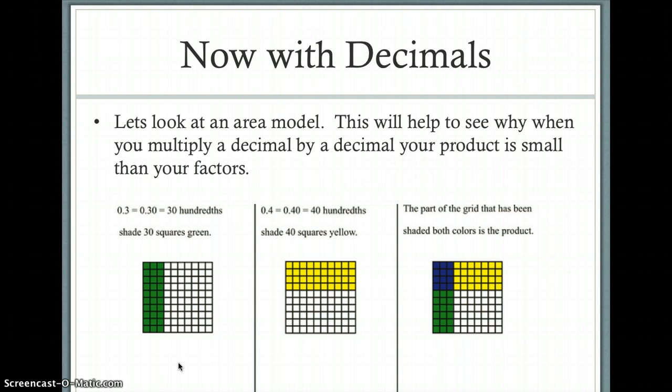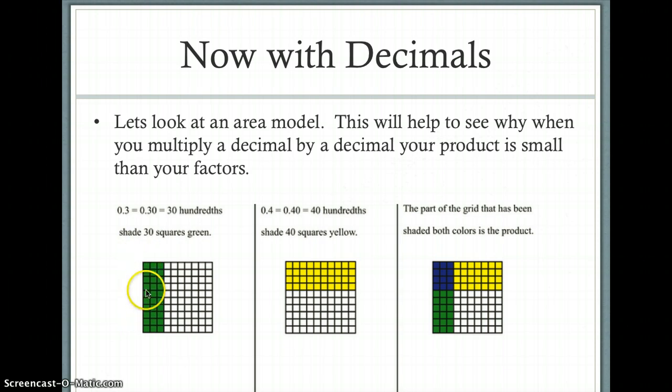So now let's look at when we're working with decimals. We're going to use the area model to help explain this. Sometimes it's hard to understand that when you multiply two numbers, it should usually give you a bigger answer. Well, when you multiply with decimals, your answer is smaller. Your number is a bigger number, but the answer is actually smaller because it makes it into a smaller decimal. So we're going to explain why.